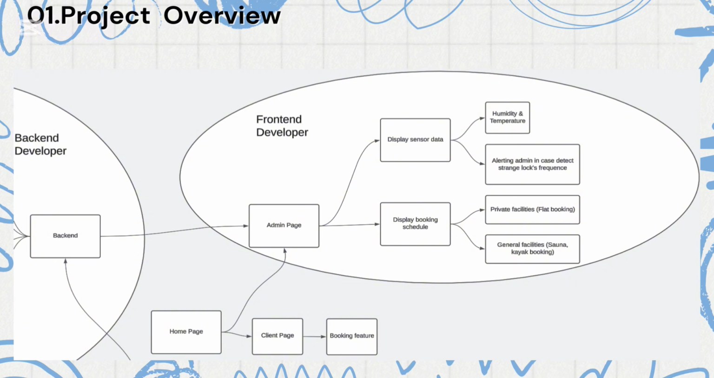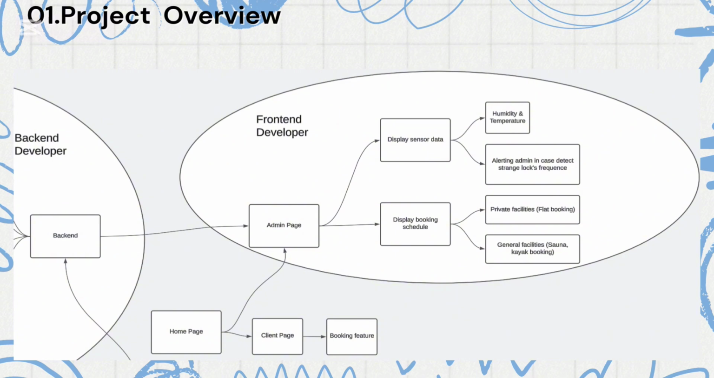Then from the backend side, we will create an API to send the data back to the front end side. Here is the admin page. The admin page has several functions. The first one is to display sensor data, including humidity and temperature, and it also has the function to alert the admin in case it detects strange log frequency. Then it also displays the booking schedule, including the private facilities and general facilities.